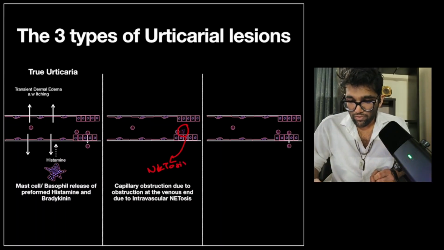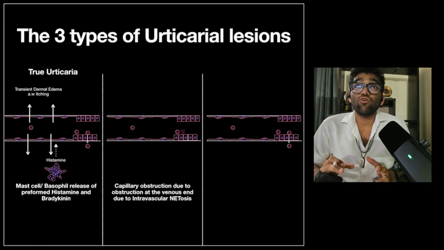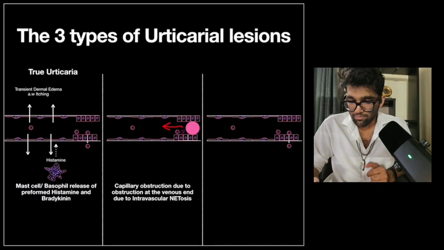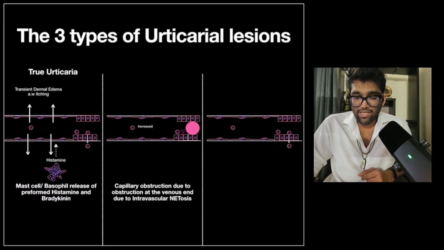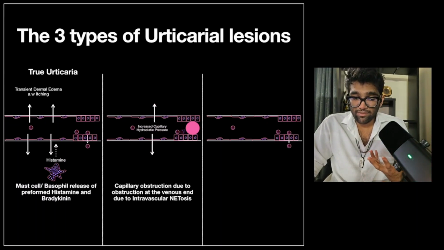Okay, so when NETosis happens, that provides a substrate for the formation of a thrombus, and therefore thrombus formation starts. And when there is thrombus formation at the venular end of a capillary, obviously there is back pressure, a backup of blood in the capillary. That increases the hydrostatic pressure within the capillary. And that increased hydrostatic pressure again causes impaired reabsorption of dermal fluid at the venular end, or rather even increased capillary loss of fluid into the dermis at the venular end.